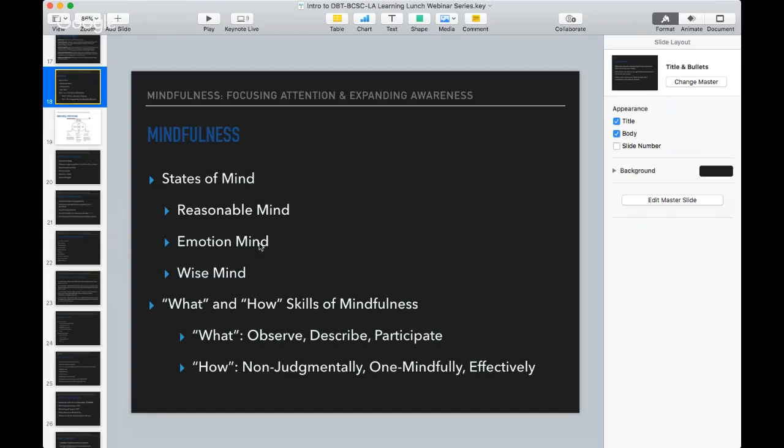So the what and how skills of mindfulness are what you do when you're practicing mindfulness, referred to as the what skills, and how you do it, how you practice mindfulness. So the what skills, to observe something, and we do lots of practices that are related to this idea of observation. Observation is simply noticing. So simply noticing one's experience, or if you're doing an observed practice of something outside of yourself, simply noticing with your senses. We call it wordless watching.